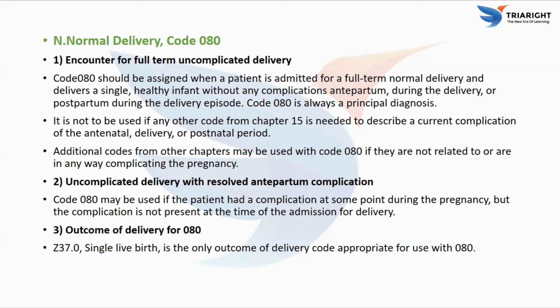So always remember you have to use O80 code only when it is a full-term delivery, normal spontaneous delivery, no complications now, one healthy baby and vaginal birth. So you should not use O80 when it is a preterm or postterm baby with issues, whether they are twins or multiples and any current pregnancy or delivery complication. So you must add the outcome Z37.0 for single live birth. Okay. So this is about the O80 guideline.